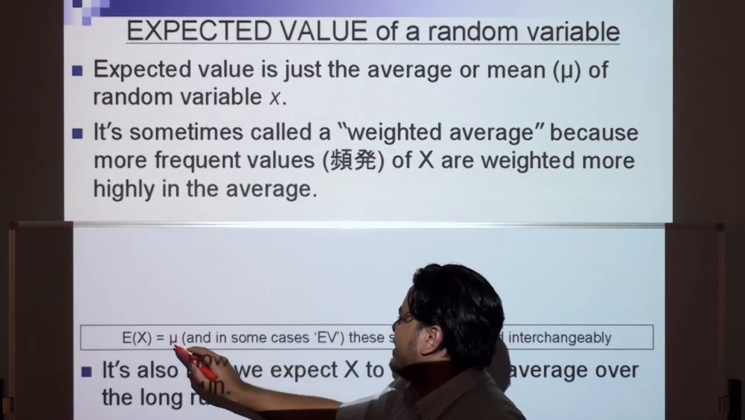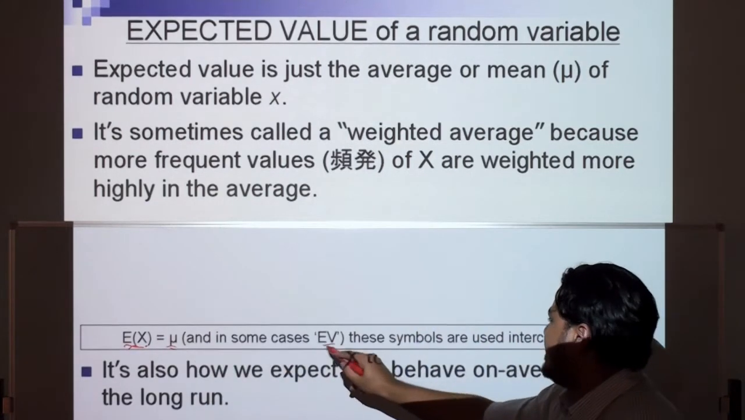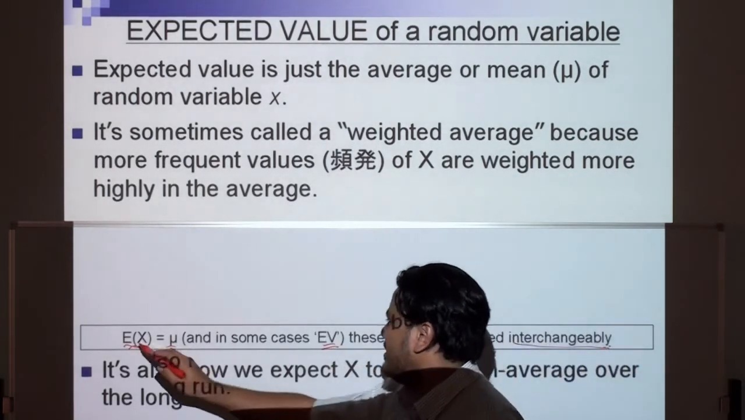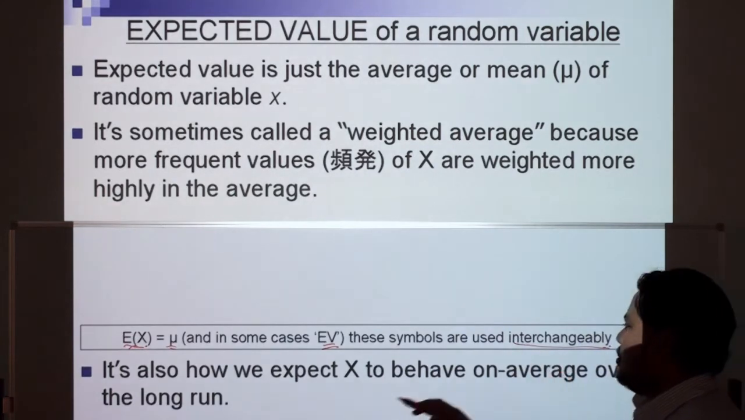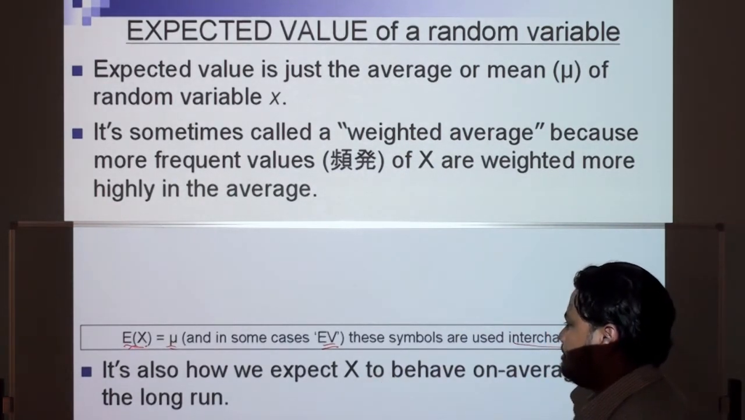Here's another way to write it. As you know, that's the mean. The E of x, expected value, in some cases EV. These symbols are used interchangeably. So sometimes we use EV, E of x. It's also how we expect x to behave on average over the long run. That's another definition of the expected value.